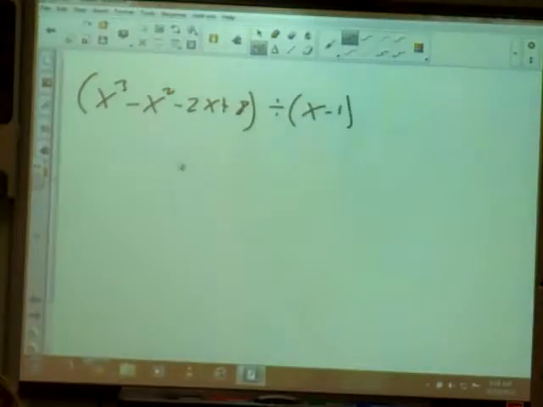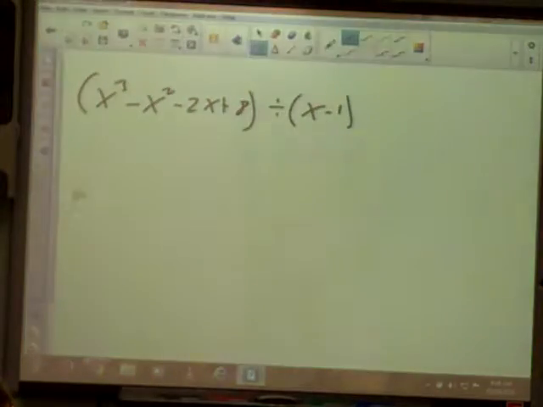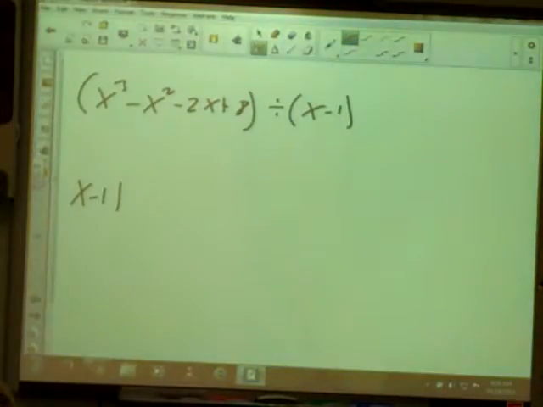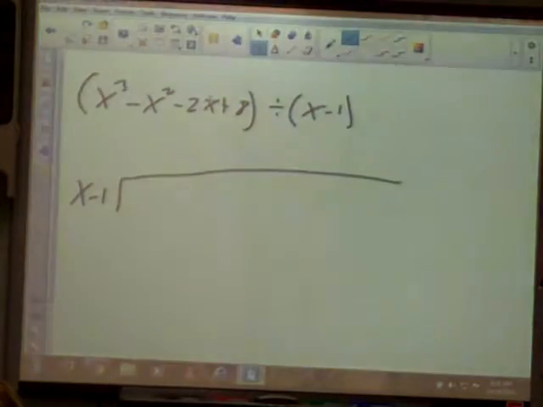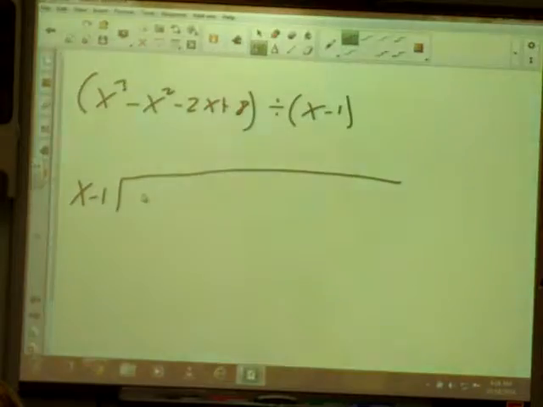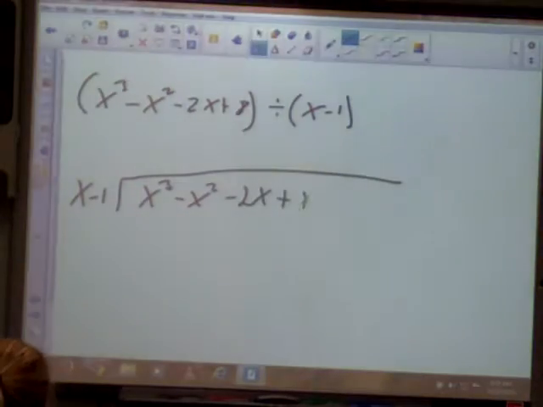x minus 1. And do I need to put a 0 anywhere in that? No, because it's x to the first and then a constant, so nothing to add zeros in on that. Okay, so inside the box, do I need to add a 0 anywhere? No, because you have 3, 2, 1, constant, so you have everything covered. So x cubed minus x squared minus 2x plus 8.